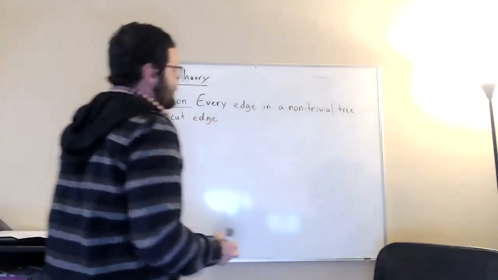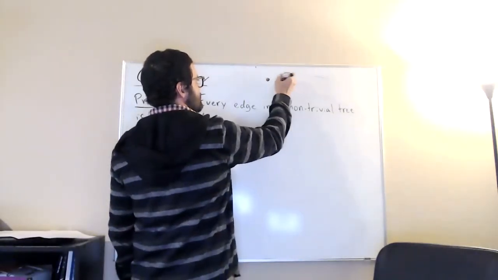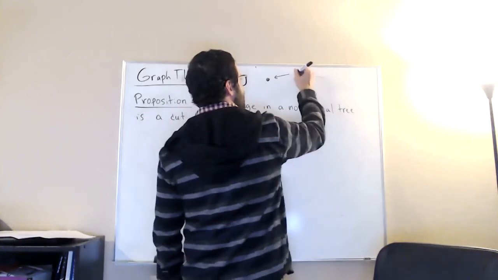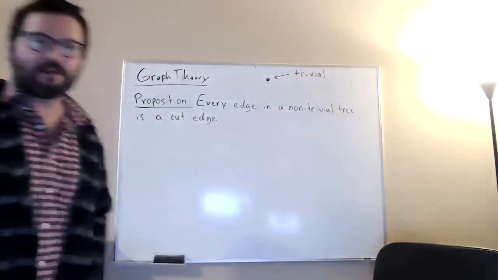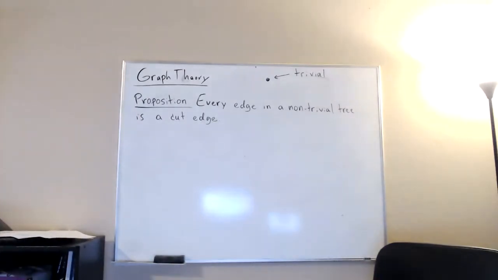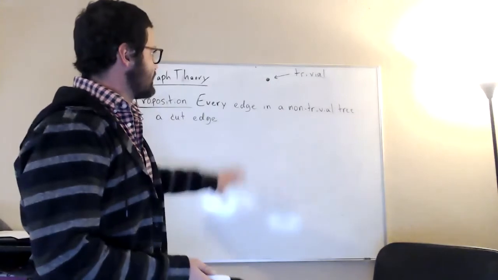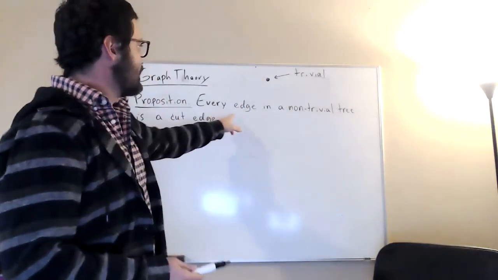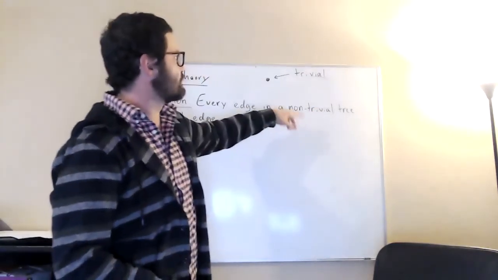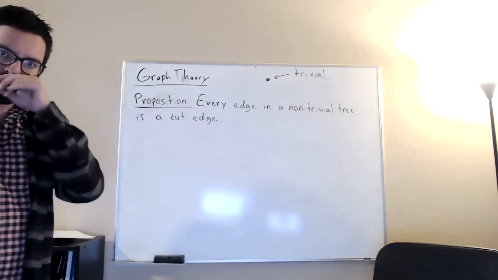So non-trivial, so the trivial graph is this. That's the trivial graph. It's the graph with one vertex and no edges. And that is a tree, there's no cycle. So we just exclude that, and the proposition says every edge in a non-trivial tree, so every tree that's not that, every edge in these is a cut edge.